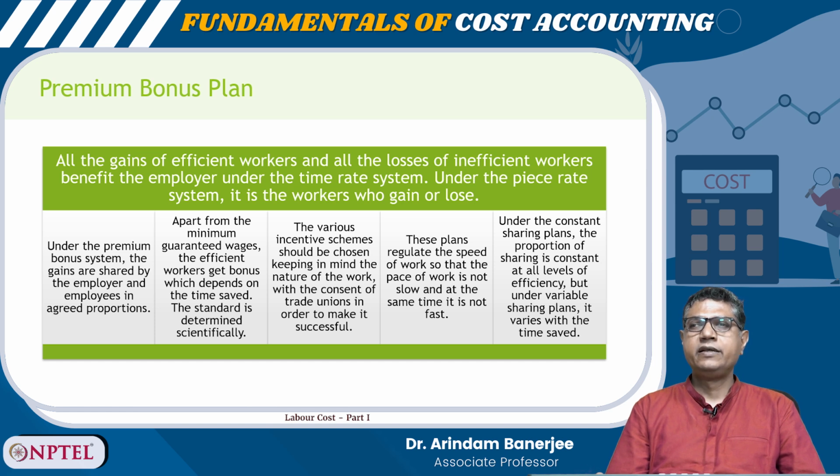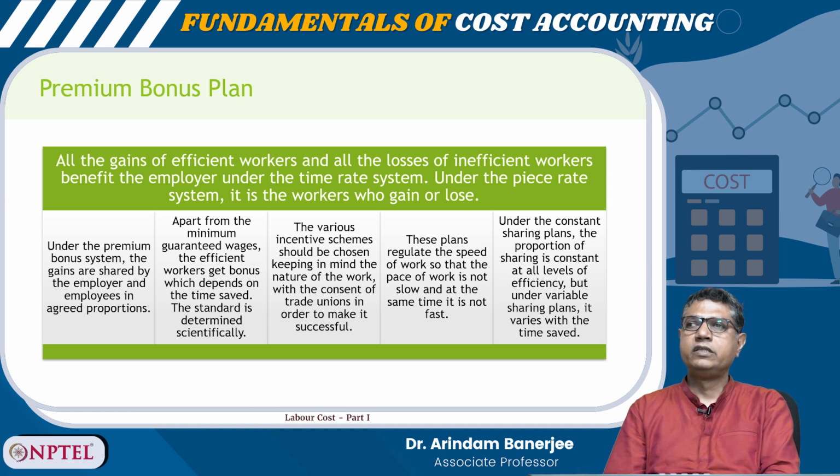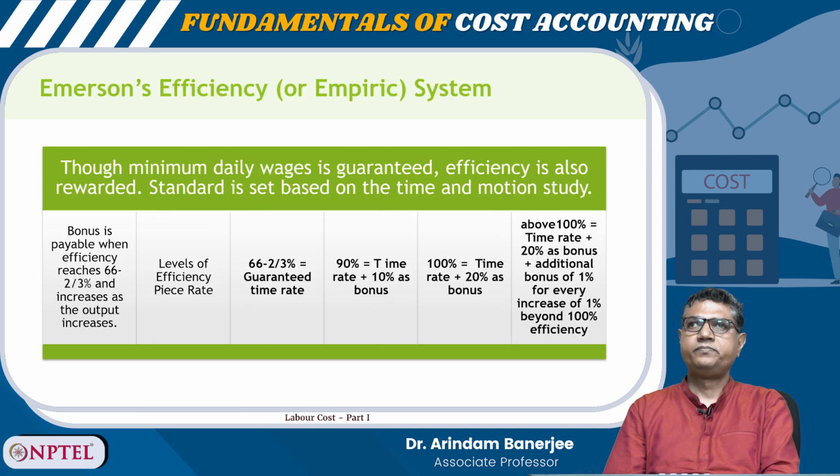The various incentive schemes should be chosen keeping in mind the nature of the work, with the consent of the trade unions, in order to make them successful. These plans regulate the speed of work so that the pace of work is not slow and at the same time it is not fast. Under the constant sharing plans, the proportion of sharing is constant at all levels of efficiency, but under variable sharing plans, it varies with the time saved. So, this is the premium bonus plan.